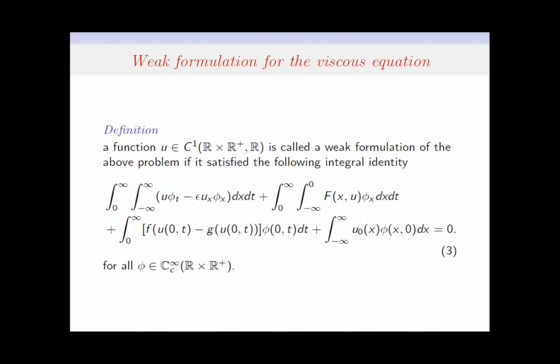Weak formulation for the viscous equation. A function u is C1, meaning we want u to be C1 in the space variable only, and is called a weak formulation for the above problem if it satisfies the following integral identity. That integral identity has to hold for all smooth test functions φ with compact support.